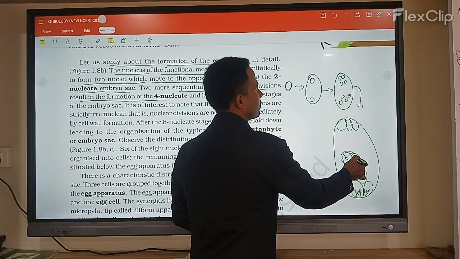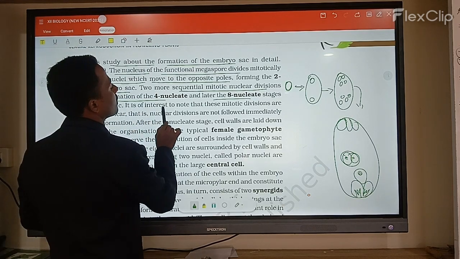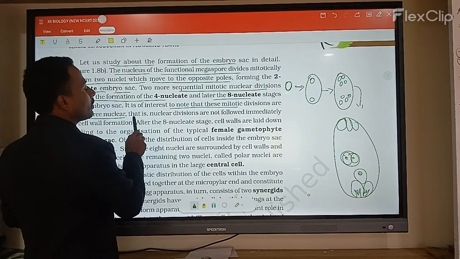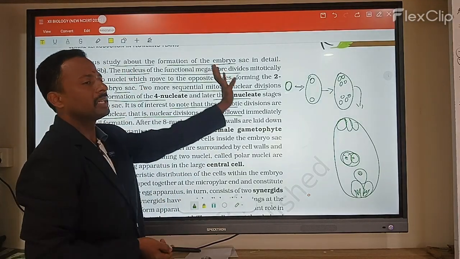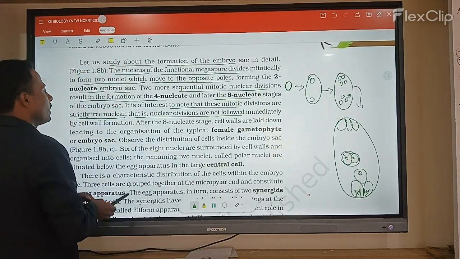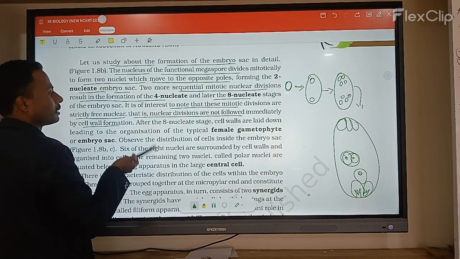Let us note that the mitotic divisions are strictly free nuclear. The nuclear divisions are not immediately followed by cell formation.